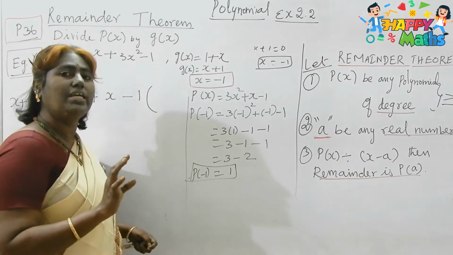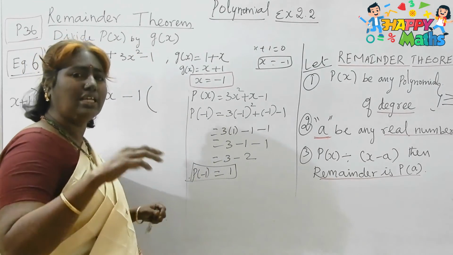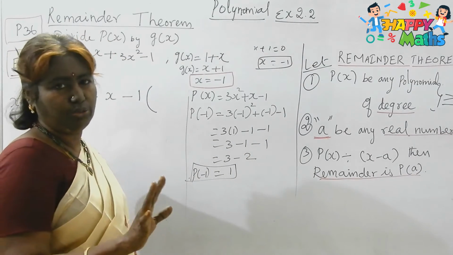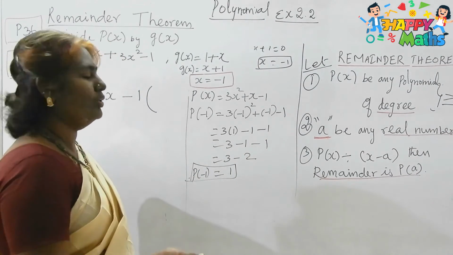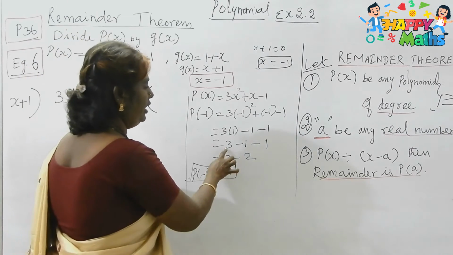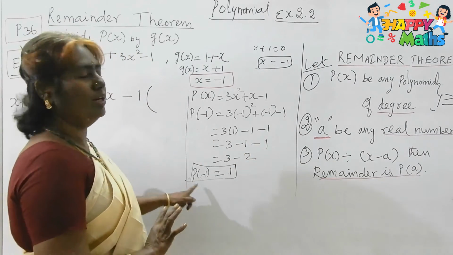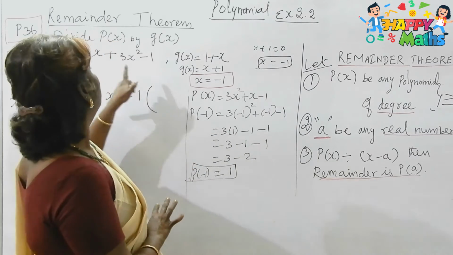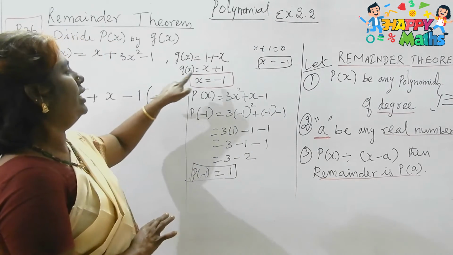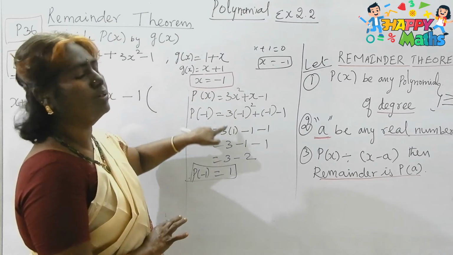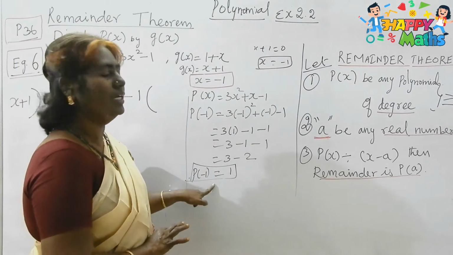If you have watched my integer video, it will be very clear. You will never forget and you will never make any mistakes. If you didn't watch it, please go through the integer video also. Okay, 3, now it is minus 2. So 3 minus 2 is 1. So this is the value of this polynomial when I substitute x is equal to minus 1.